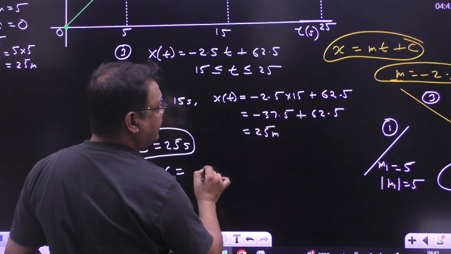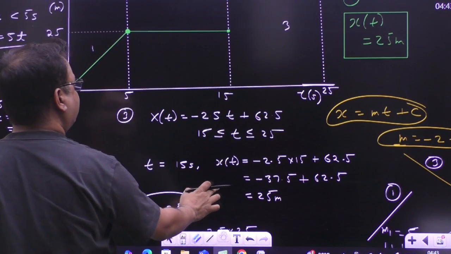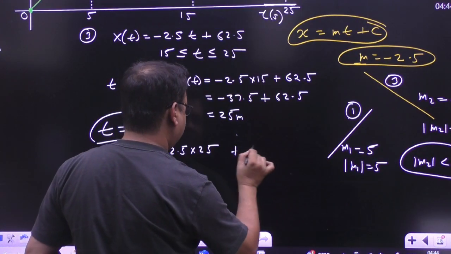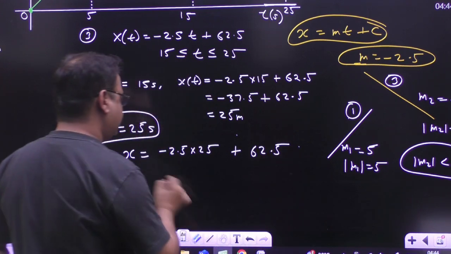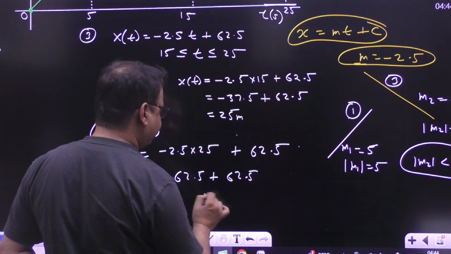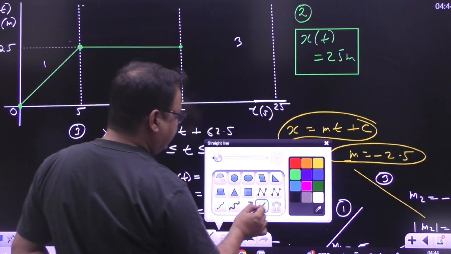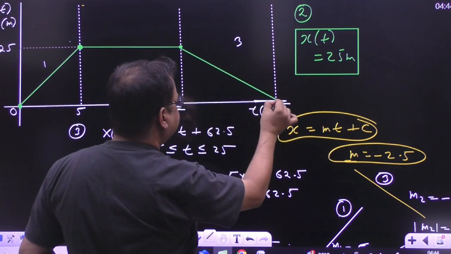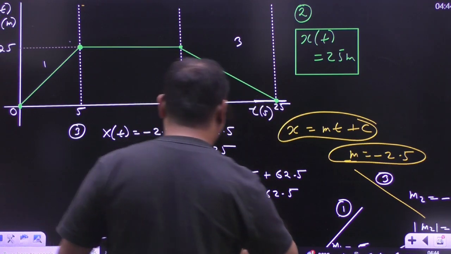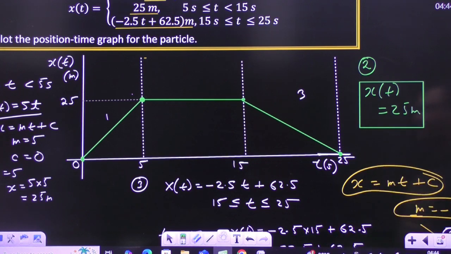So x will be, I'm getting minus 2.5 into 25, correct? I'll get x is equal to minus 2.5 into 25 plus 62.5. Got it? So here you get minus 62.5 plus 62.5. So in this case it is coming to be 0. So in this case it is cutting or meeting the time axis here at 25 seconds. And this again I'm making a dark circle because this point is included.